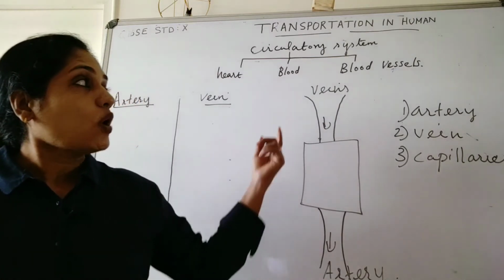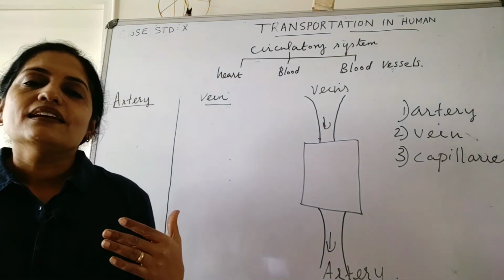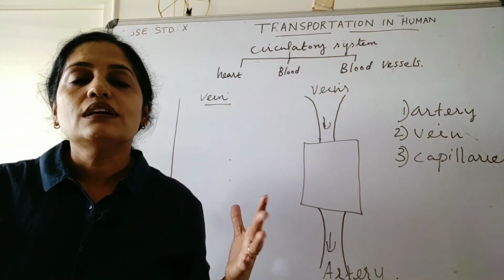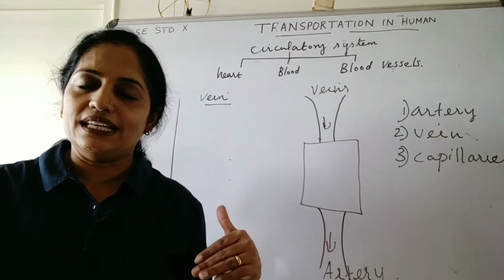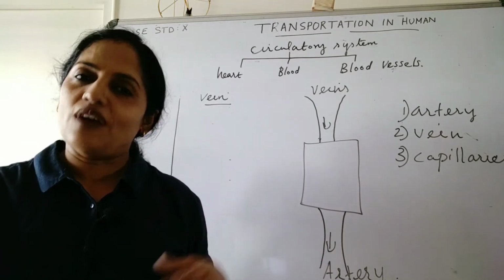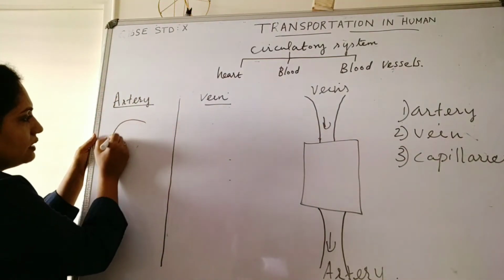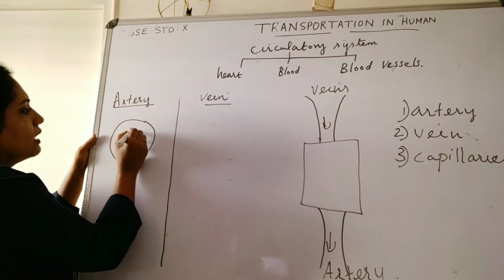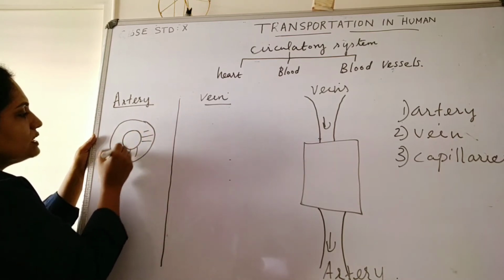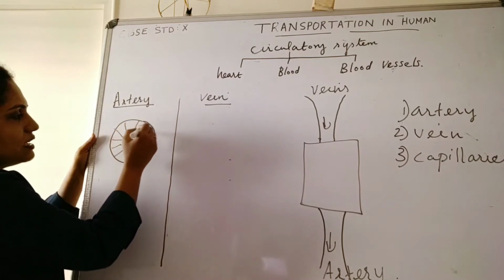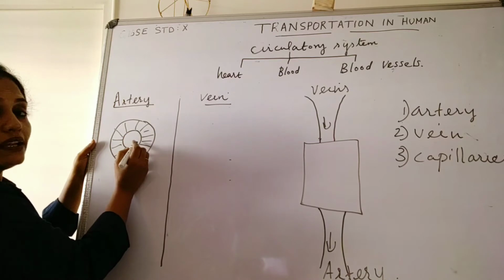Then when we talk about arteries and veins, let us see the structure of these arteries and veins, how this structure varies according to their function. See here, the artery has a thicker wall. This is the wall of the artery. If we take a section, this is the wall of the artery and this is the lumen of the artery.